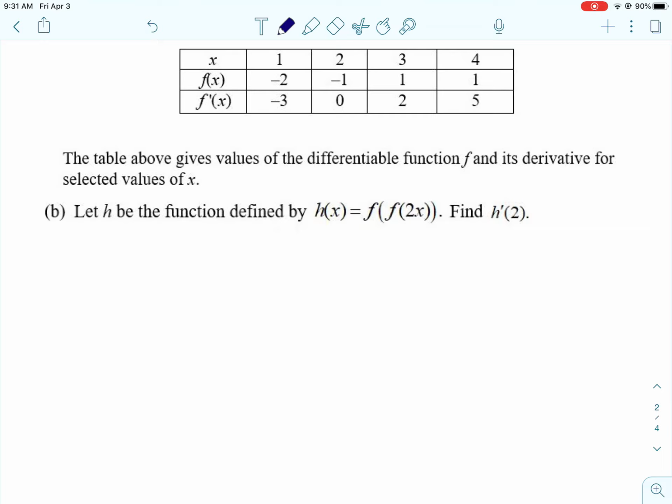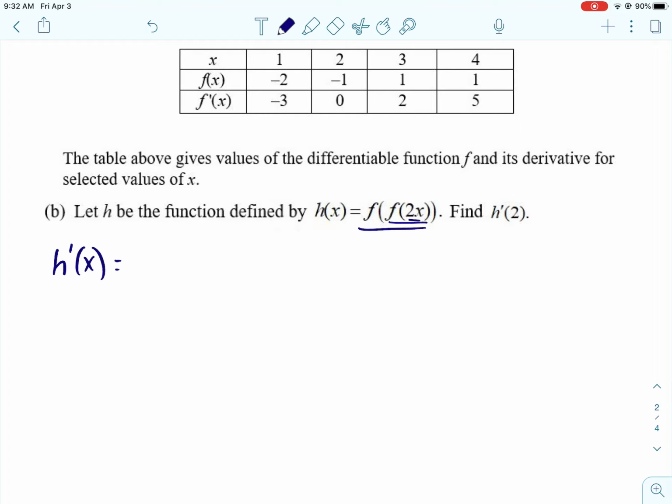Okay, this next one I thought was kind of fun, but I'm weird. So we have another function, h, and it uses f kind of in a weird way. So it's the composition of f and f of 2x. So we want to find h prime of 2.